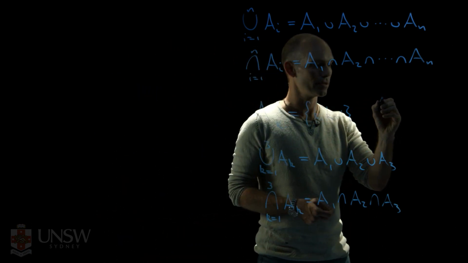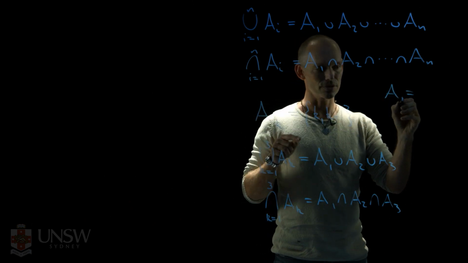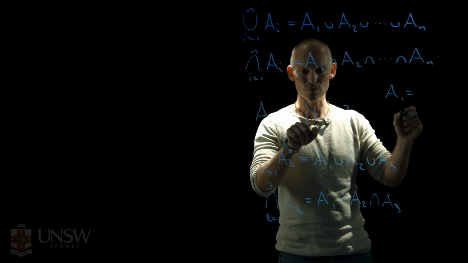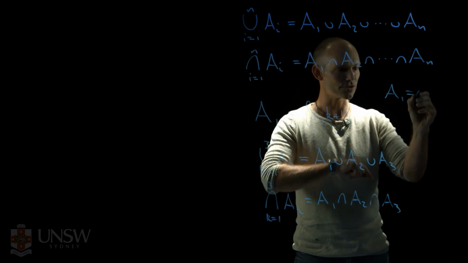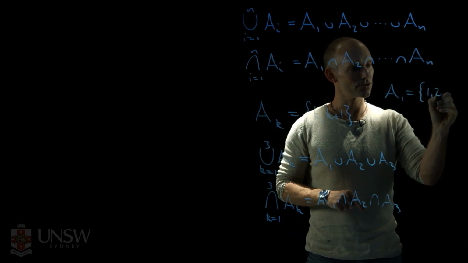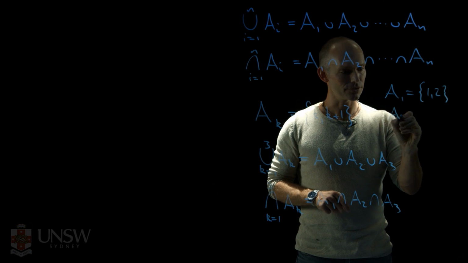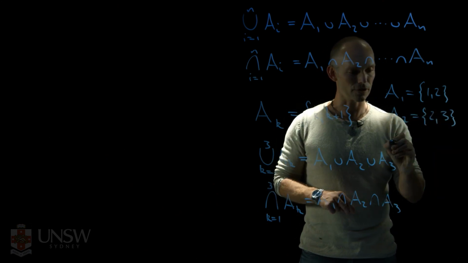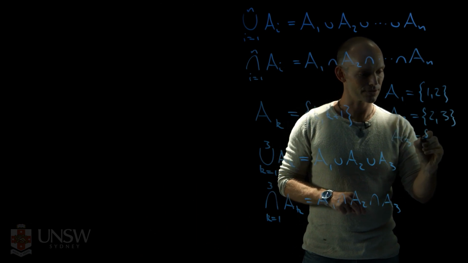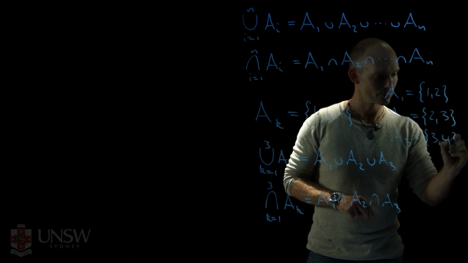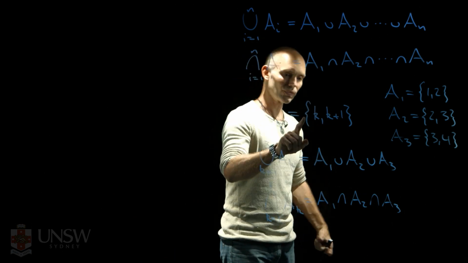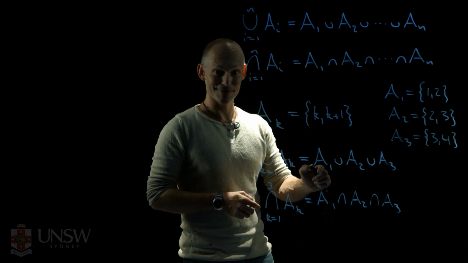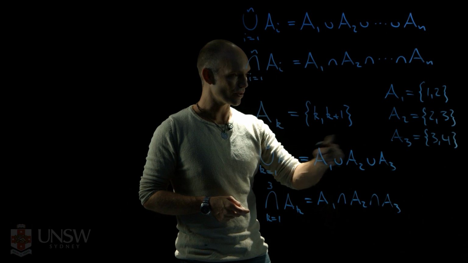And we can do that over here. A1 is then equal to, well, here k is equal to 1, so we've got k to be 1, and 1 plus 1 is 2, so that's the set 1 and 2. Here we've got A2 being equal to the set 2 and 3, and finally A3 is equal to the set 3 and 4.